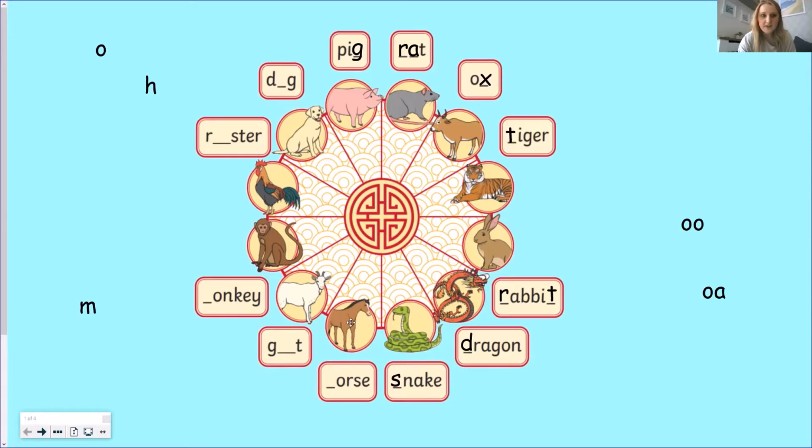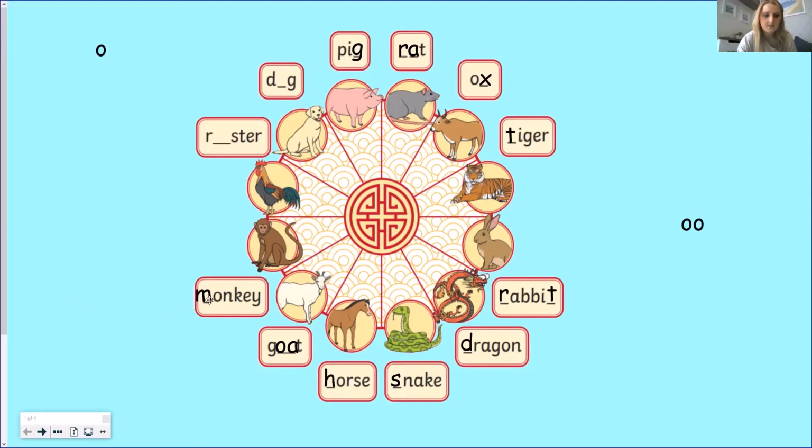And next we have the horse. Here we have g, o, t, goat. That's not an o. That's not an o. Oh, of course. I need to look at my digraphs. It's not that one. It must be this one. G, oa, t, goat.